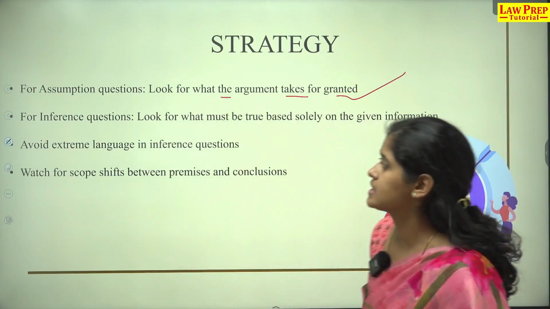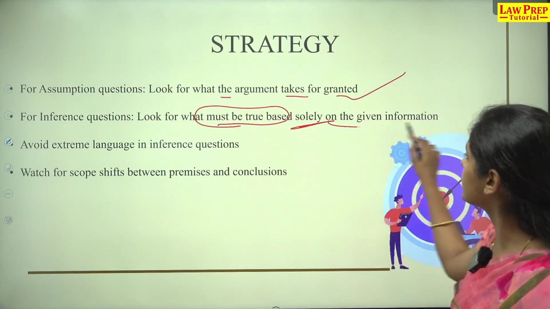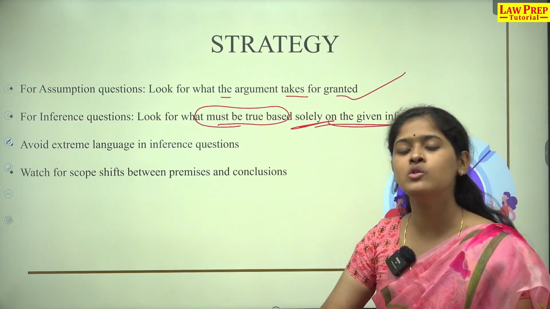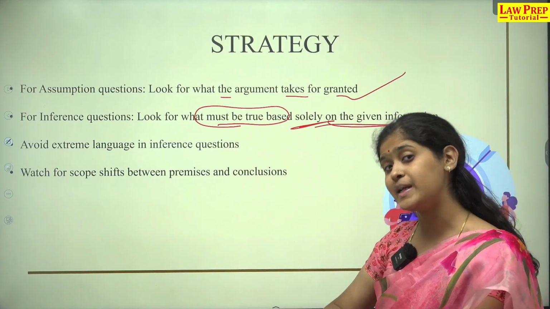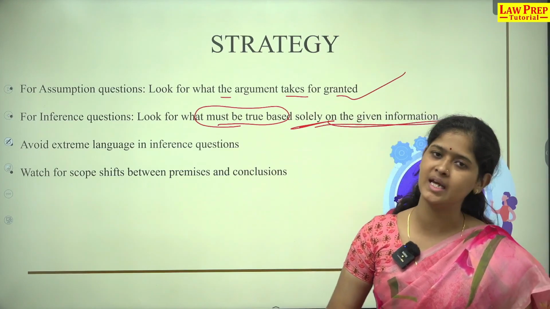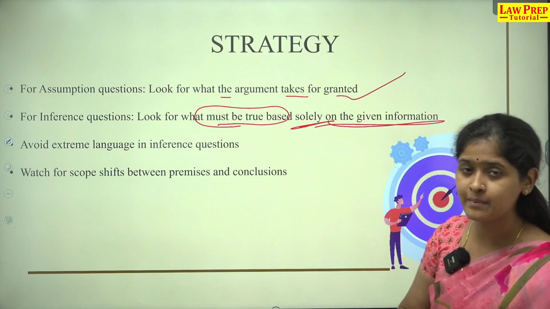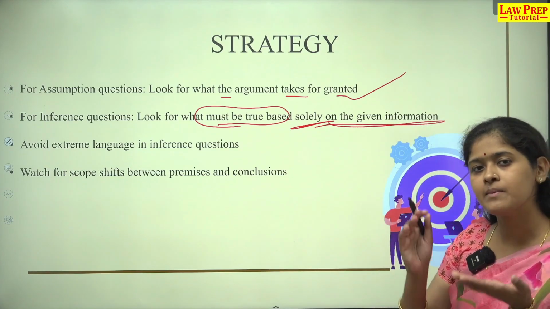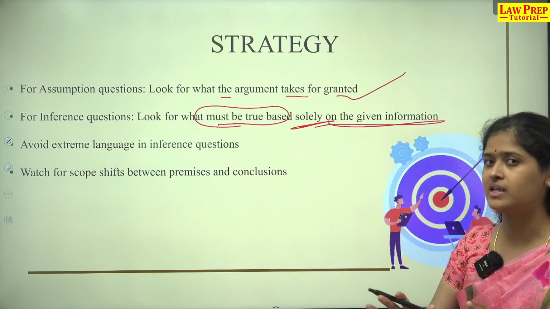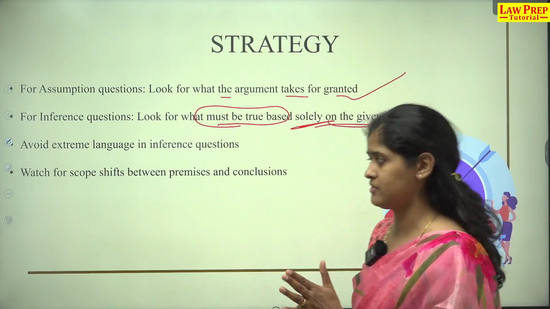Next, inference. Look at what must be true based solely on the given information. Like you can't say the class will end at 9 p.m., because the information provided to you is 2 hours and 6 p.m. So you can't add your own information. It can be unknown, like 8 p.m. is not mentioned in the article, that's fine. But adding your own things does not work in inferences.